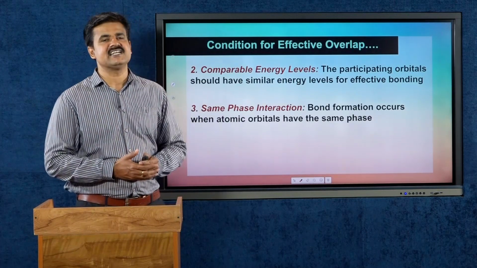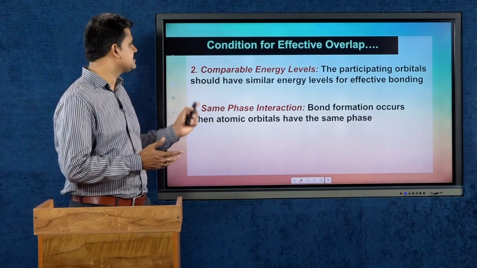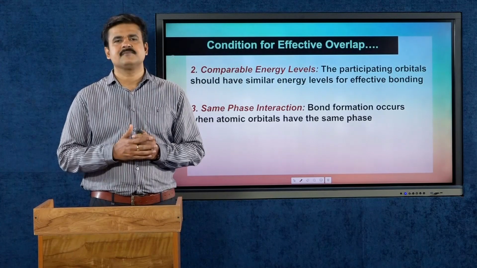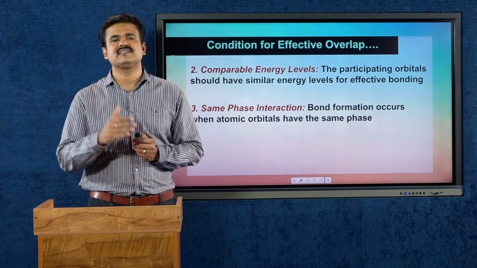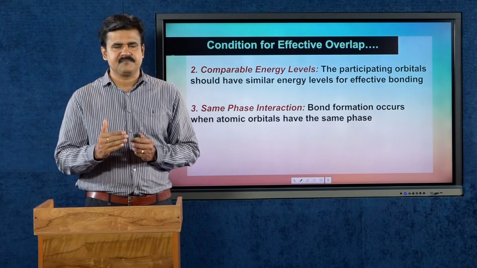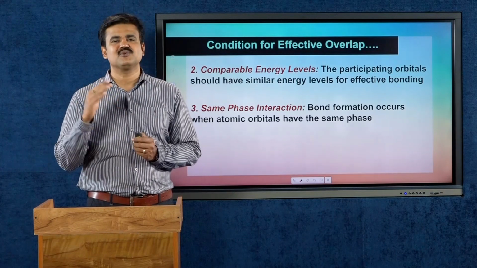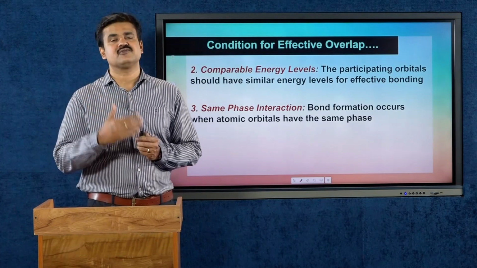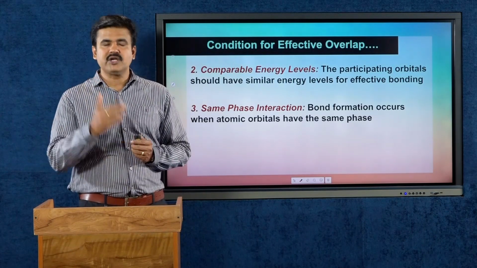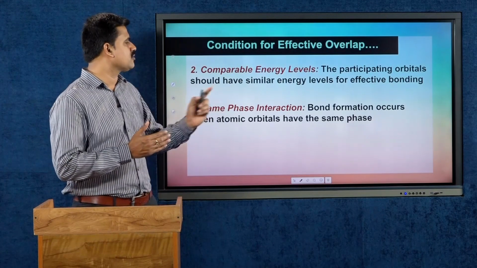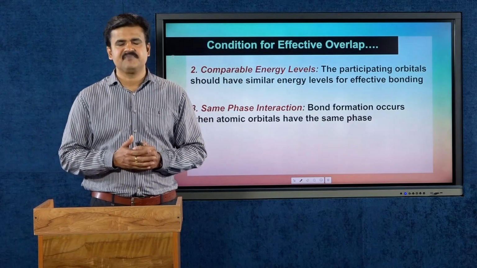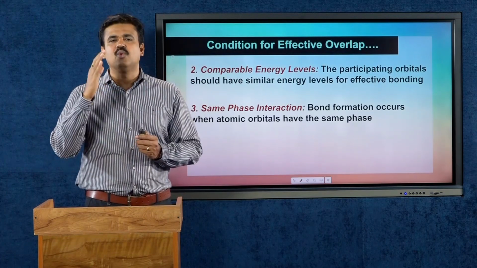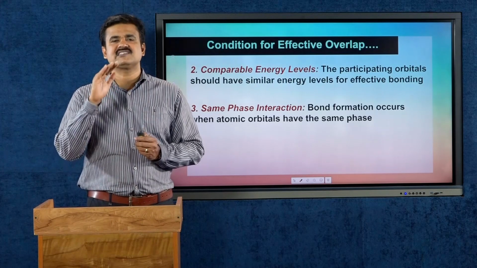This is the third condition for effective overlap, that is, same phase interaction. Same phase interaction means the participating atomic orbitals must be in the same phase. That phase can be represented by using signs, which we can enter into more detail in coming slides. Bond formation occurs when atomic orbitals have the same phase. That is, the overlapping will be more effective if and only if all the participating atomic orbitals are in the same phase.